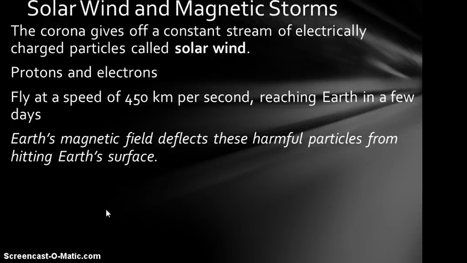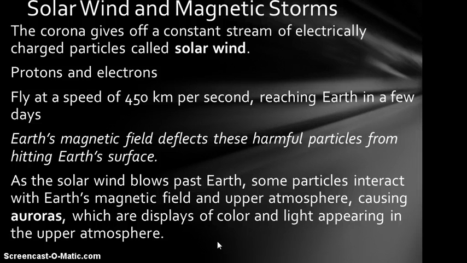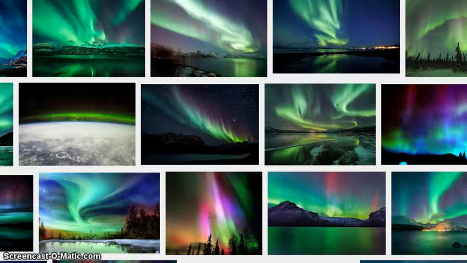Earth's magnetic field is going to deflect those harmful particles from hitting Earth's surface. And when it deflects those harmful particles, that's going to give us auroras. As those solar winds blow past Earth, some of those particles are going to interact with Earth's magnetic field and the upper atmosphere, causing auroras, which are displays of colorful lights appearing in the upper atmosphere. Here we can take a look at what we call the northern lights, aurora borealis, or in the southern hemisphere, the southern lights, aurora australis.